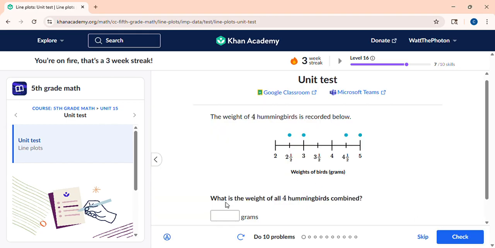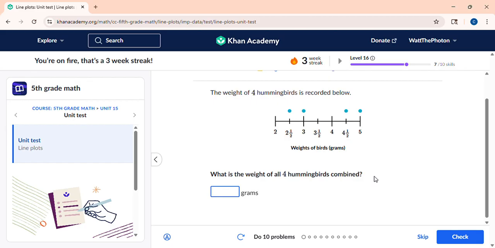Try again. We have 4 hummingbirds. 2.5 plus 3 plus 4.5 plus 5. 15. 15 bears.